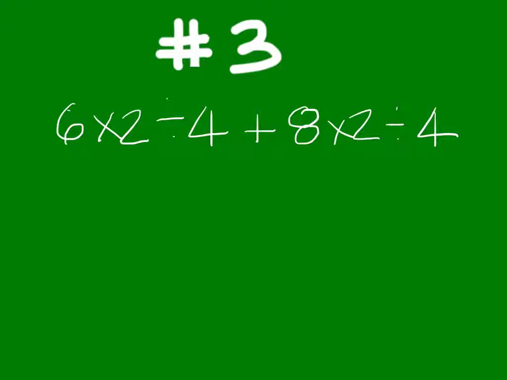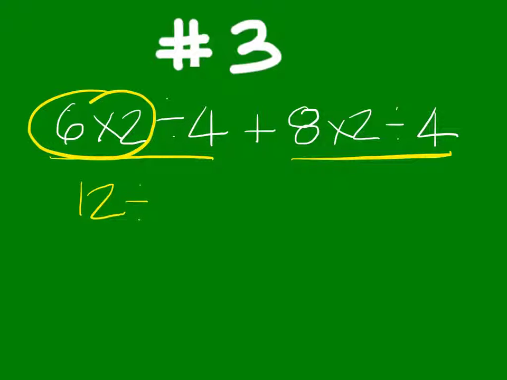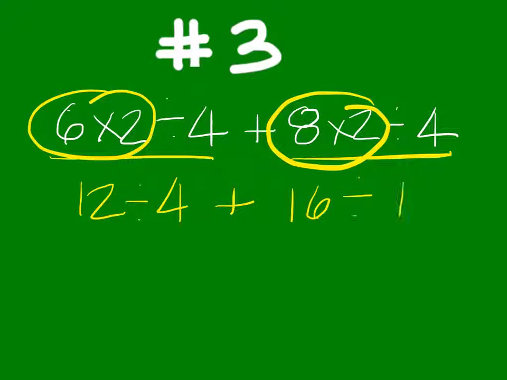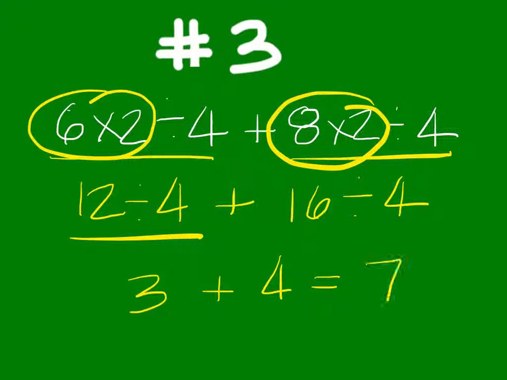You have to do multiplication and division in order from left to right. So there it is, there and there. So you would do 6 times 2 to get 12, and then 8 times 2 to get 16. And now do 12 divided by 4 to get 3, and 16 divided by 4 to get 4. Answer should be 7.